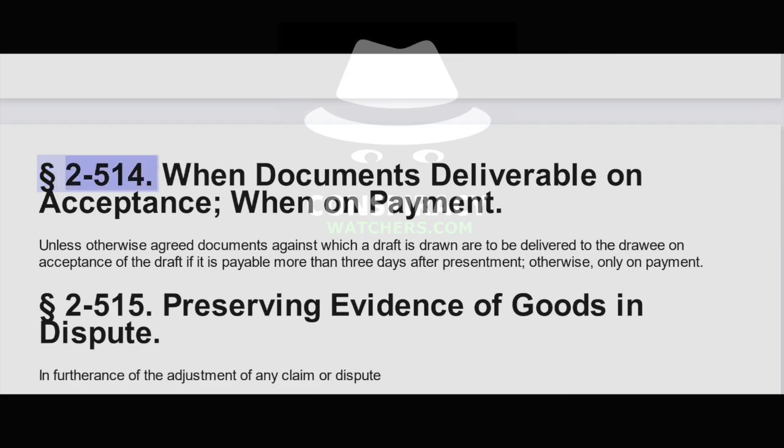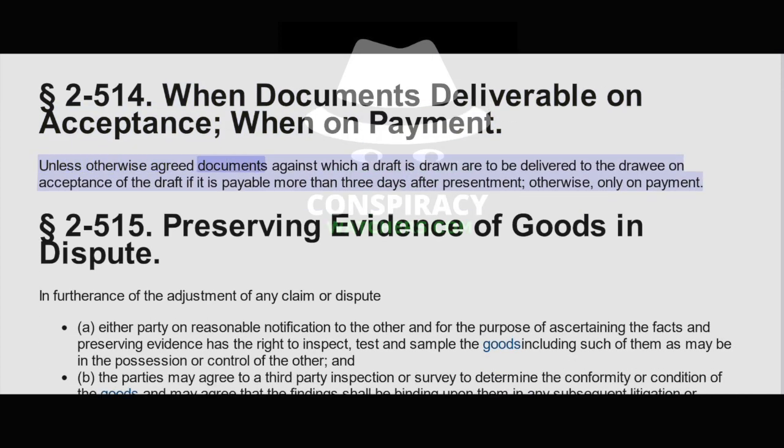Section 2-514. When documents deliverable on acceptance; when on payment. Unless otherwise agreed, documents against which a draft is drawn are to be delivered to the drawee on acceptance of the draft if it is payable more than 3 days after presentment, otherwise, only on payment.